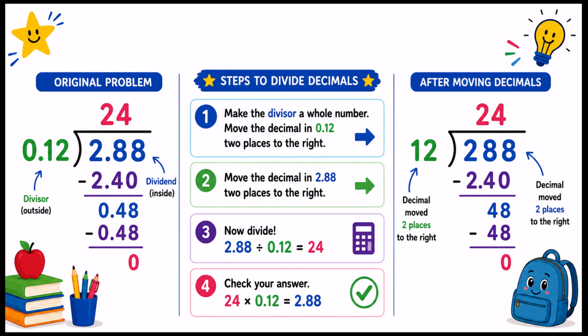Step 2, move the decimal in the dividend. So that means we're going to move the decimal in the dividend the same number of places. 2.88 becomes 288. Now our new problem, without decimals, shows 288 divided by 12.